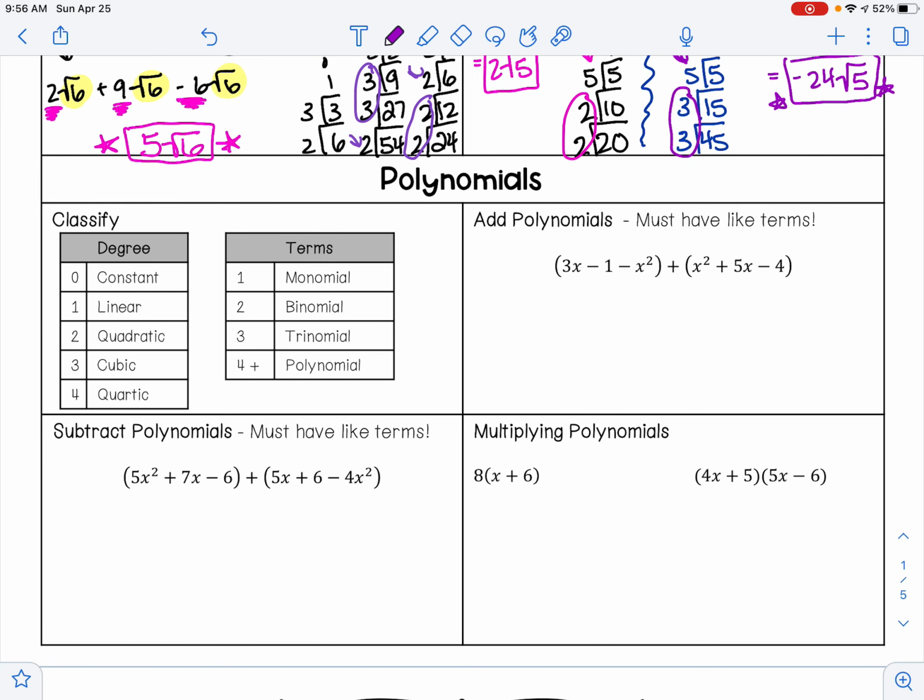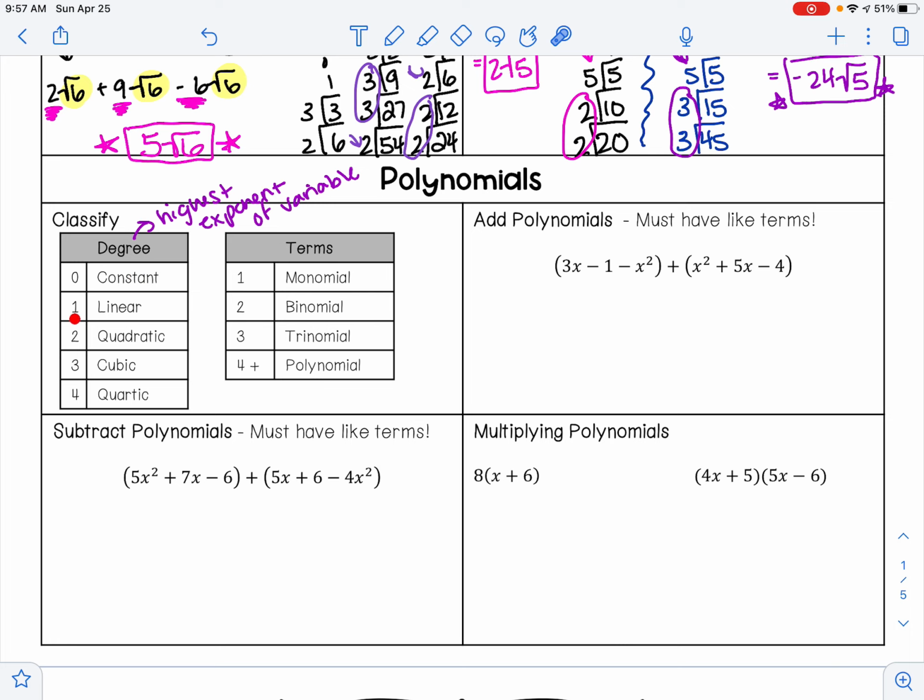With polynomials, we can classify them by their degree and by the number of terms. Remember, the degree is the highest exponent, and the number of terms is how many terms you have. If we have just a number with no variable, then the variable exponent would be 0, and we would have a constant.